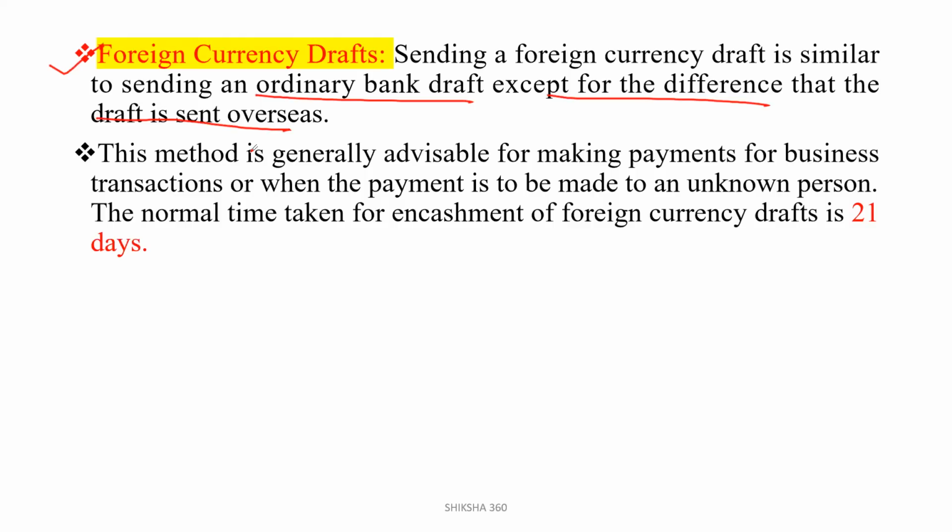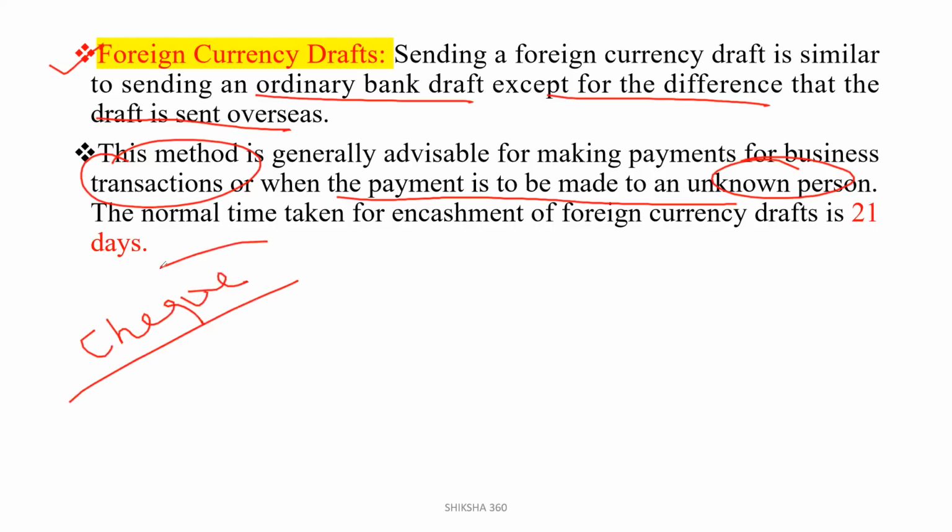This method is generally advisable for making payments for business transactions or when the payment is to be made to an unknown person. Like a check, it is not necessary that the check is to be cleared. Sometimes it is bounced also.